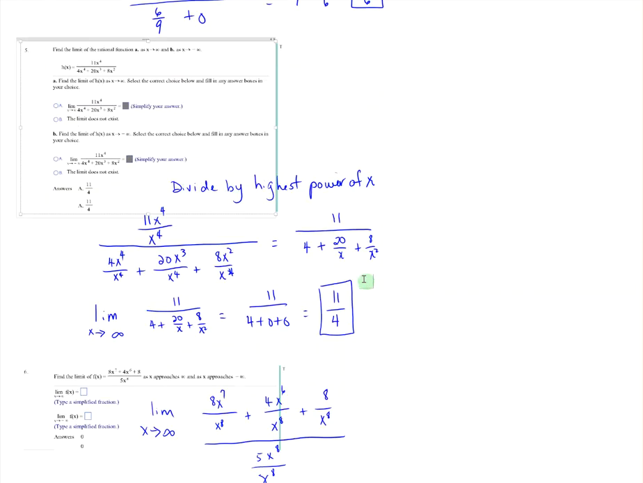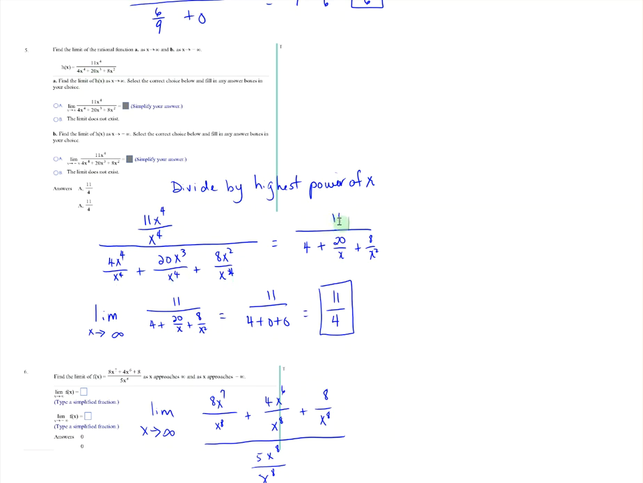Okay, number 5. Find the limit of the rational function 11x to the 4th over 4x to the 4th plus 20x cubed plus 8x squared as you go to infinity. So we're going to divide by the highest power of x down here. That would be x to the 4th. So everywhere we're going to divide by x to the 4th and simplify.